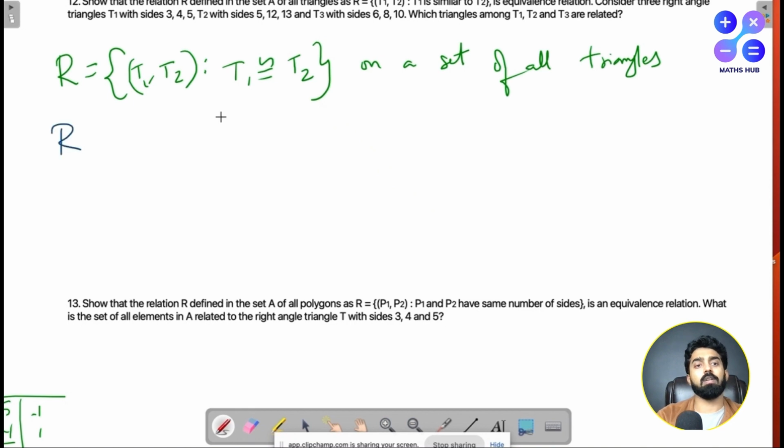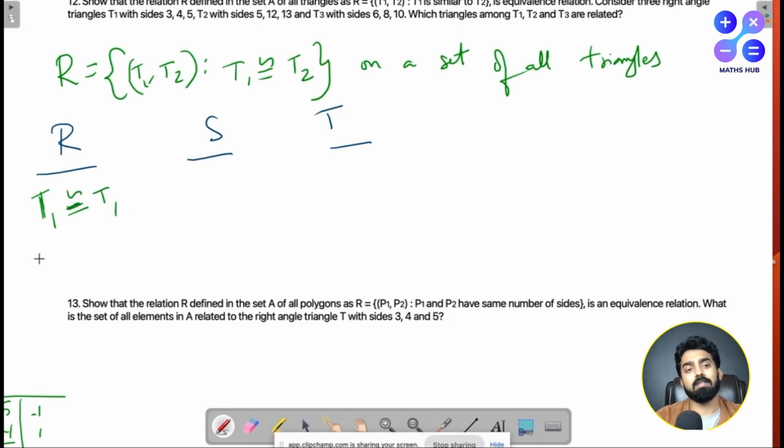So let's do our drill: reflexive, symmetric, and transitive. If T is T1, will a triangle T1 be similar to itself? Will a triangle T1 be similar to itself? Obviously, right? Every triangle will be similar to itself. And this is obviously a reflexive relation.